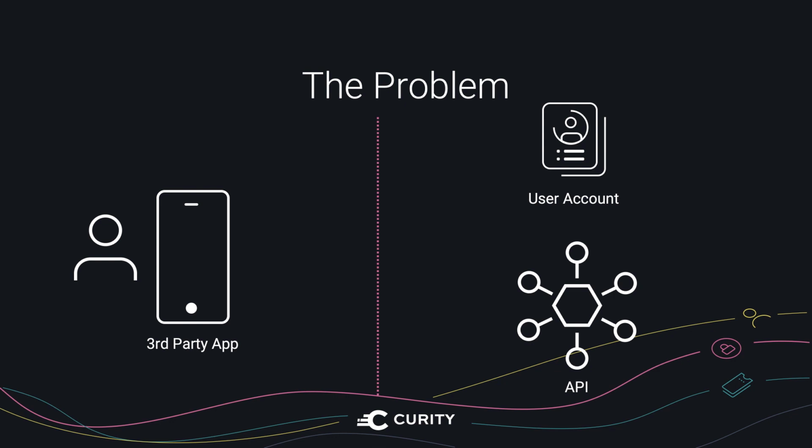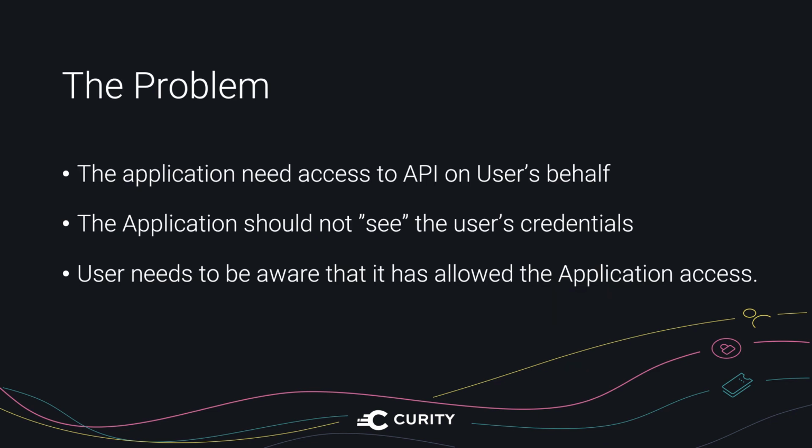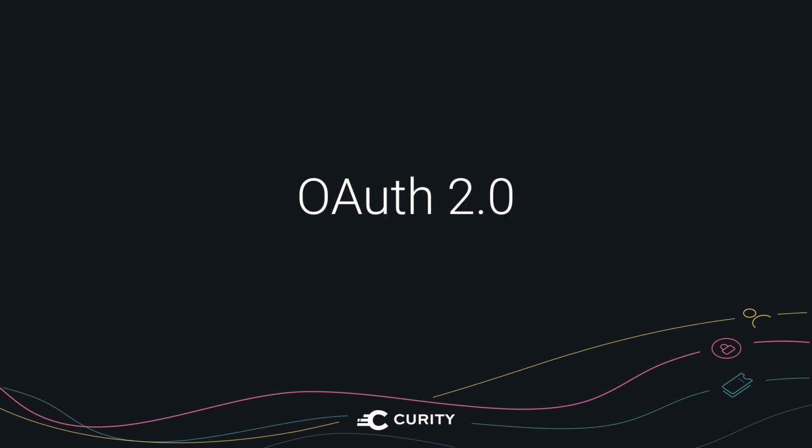And so we have this third party app that wants access to an API, and we have an account that is stored with the organization, perhaps, that owns the API. At least the account isn't belonging to the organization that develops the app. So this is the problem. We have an application that needs access to an API on the user's behalf, but the application shouldn't see or know anything about the user's credentials or the user perhaps at all. And the user still needs to be aware that it has allowed this application access. So this is where OAuth comes in.